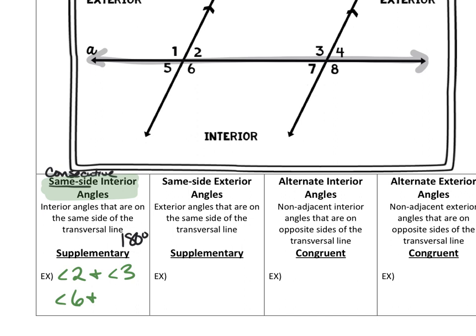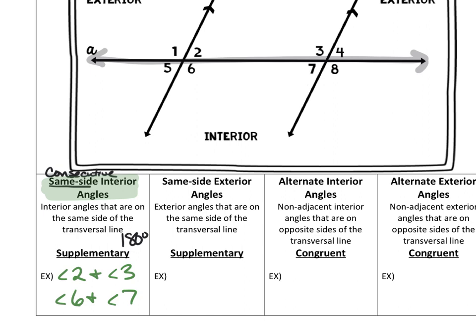Ooh, same side of the transversal, so same side of this line, but on the inside. We're using 6 in which one? 7, very good. Okay, so remember, for this one, it's on the same side of the transversal. So since 6 was in this image on the bottom of the transversal, you needed to pick an angle also on the bottom of the transversal, but in its opposite place.